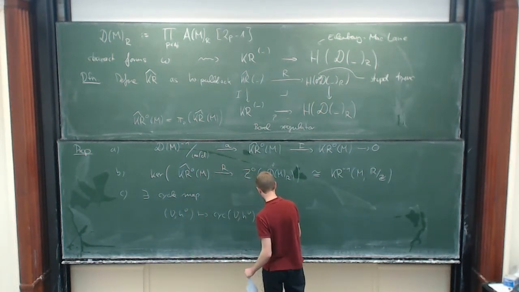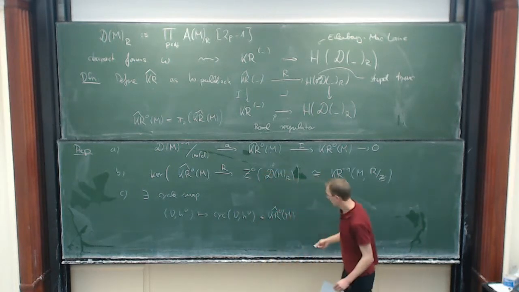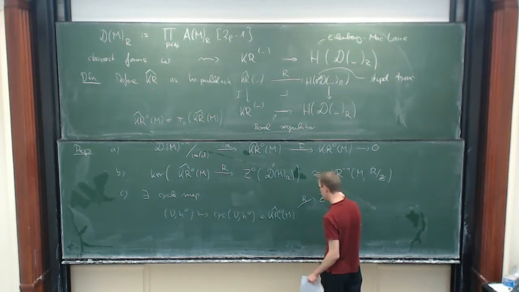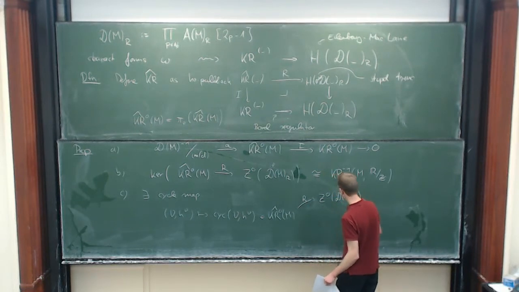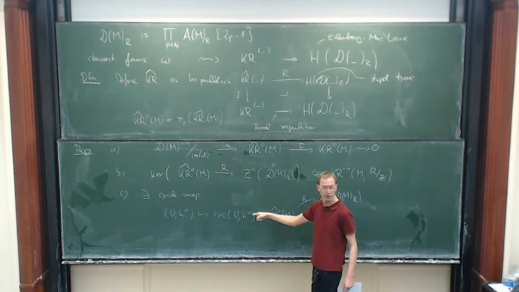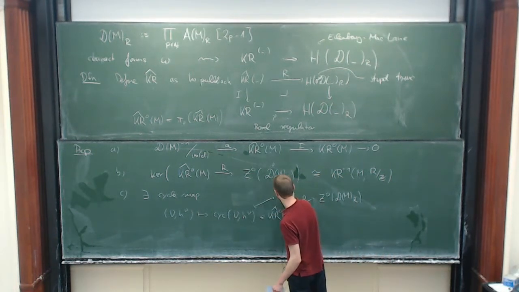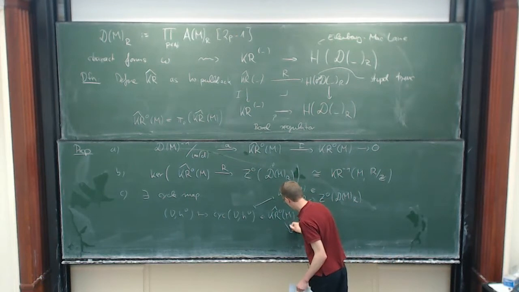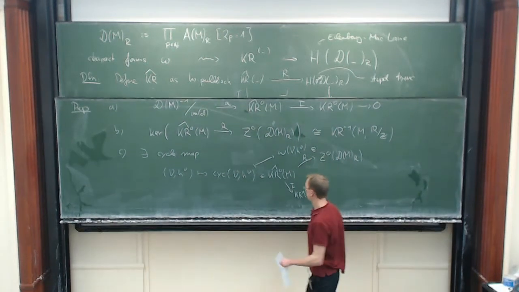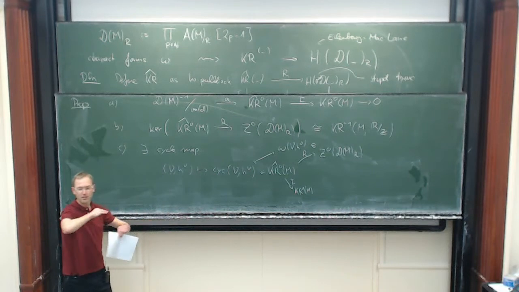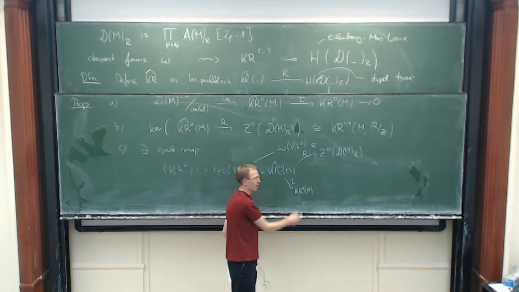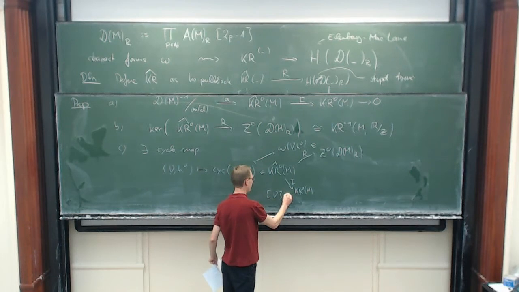So this is a class in KR hat 0 of M, which has the following property. If you map it by the curvature to differential forms, this gives you precisely the characteristic form associated to this bundle. So this goes to this omega of V, h^V, which lives here. And on the other hand, if you take the underlying K-theory class, this bundle you can also think of as a projective R-module which is parameterized by this M. So this is precisely a class in this KR 0 of M, which I denote like this. So this commutes.